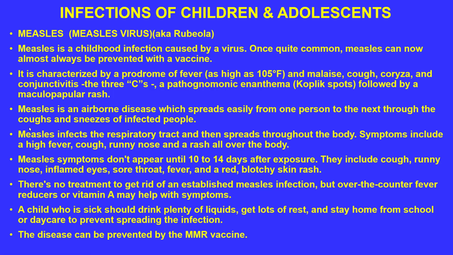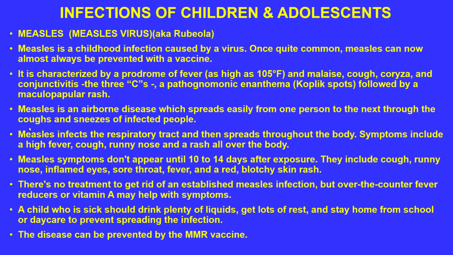Measles. Now, measles is a childhood infection caused by a virus. It's known also as rubeola. Once quite common, measles can now almost always be prevented with a vaccine. Now, it's characterized by a prodrome of fever, usually as high as 105 degrees, malaise, cough, coryza, and conjunctivitis, the three C's, a pathognomonic exanthem, the Koplik spots, followed by a maculopapular rash. Gotta have your rash.